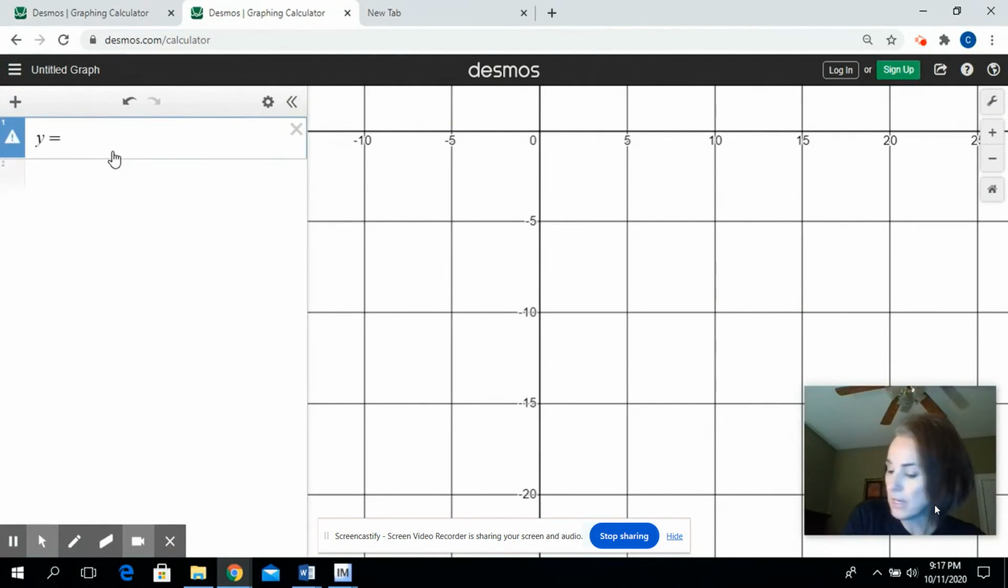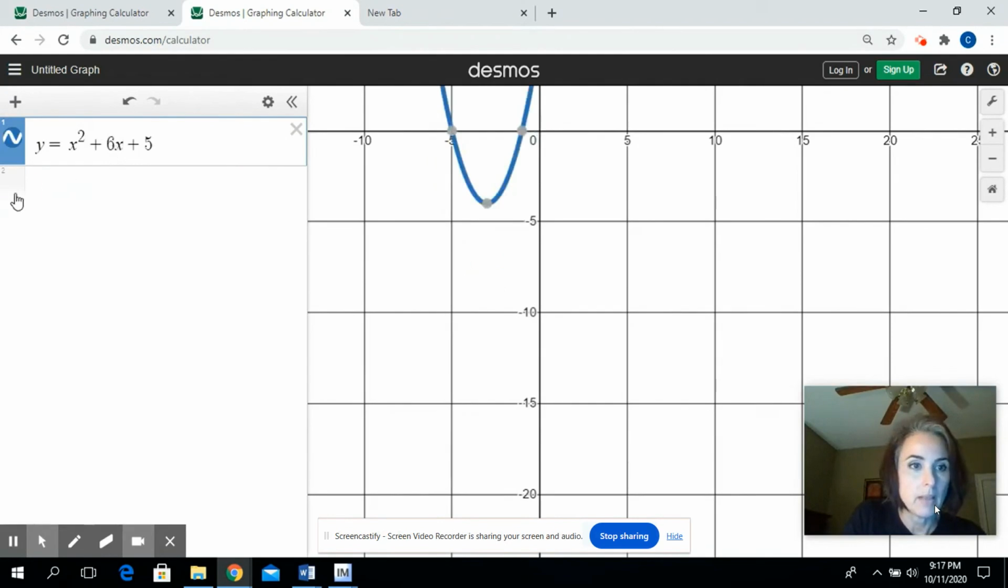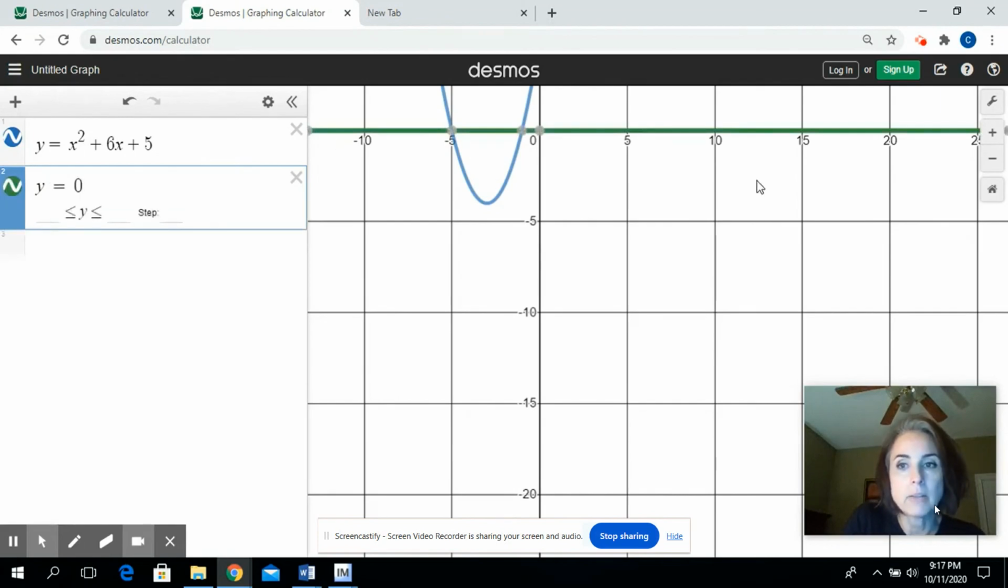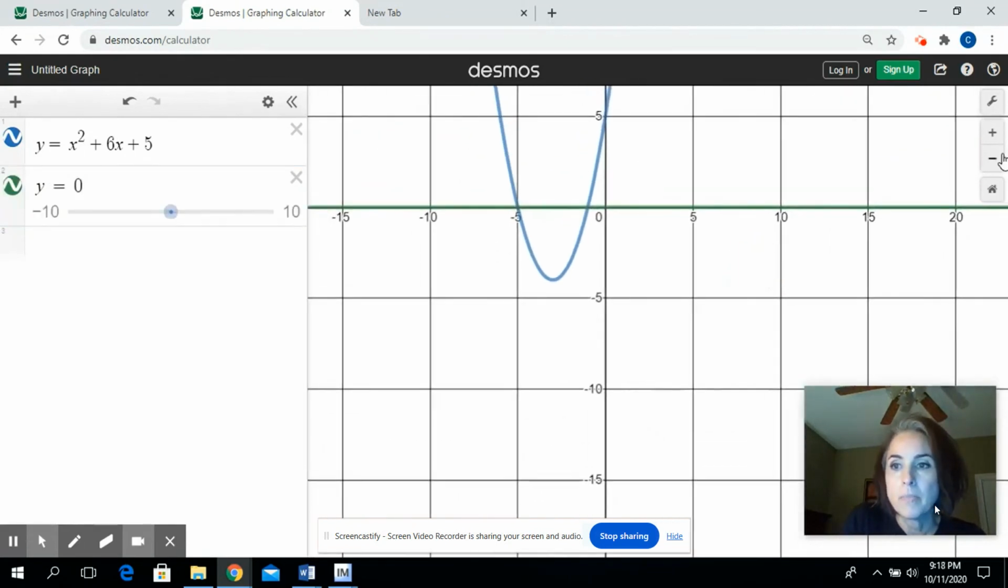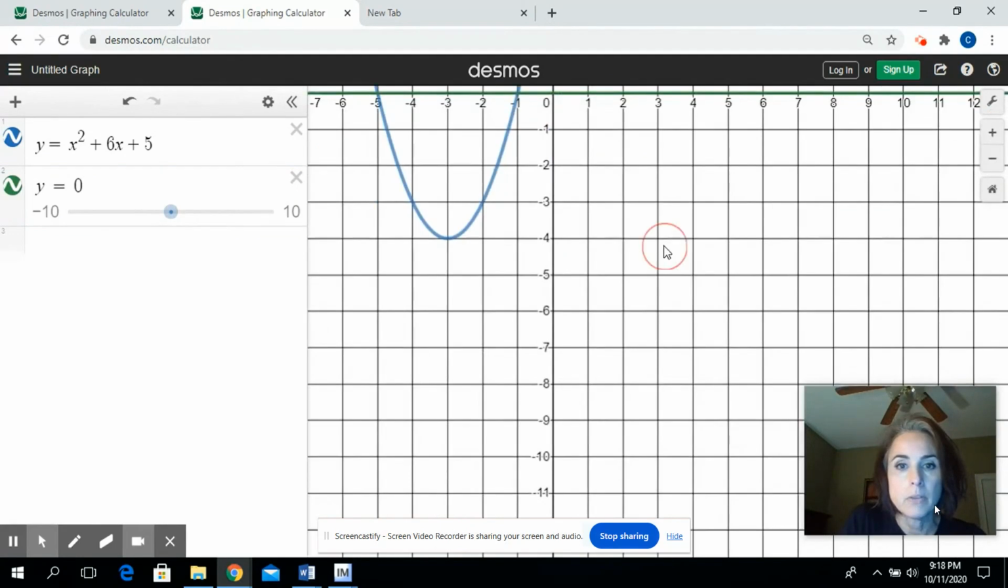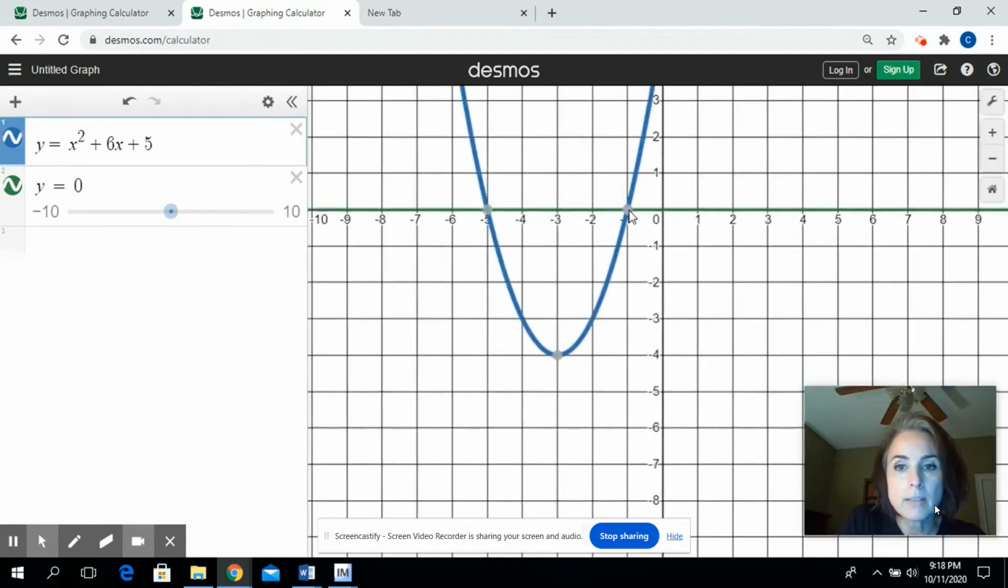Y equals x raised to the second power. So x squared plus 6x plus 5. And then y equals 0. But that really matters. But look. Let's zoom in on this. Look where it crosses the x-axis at -1 and -5. So that's where it crosses y equals 0, at -1 and -5.